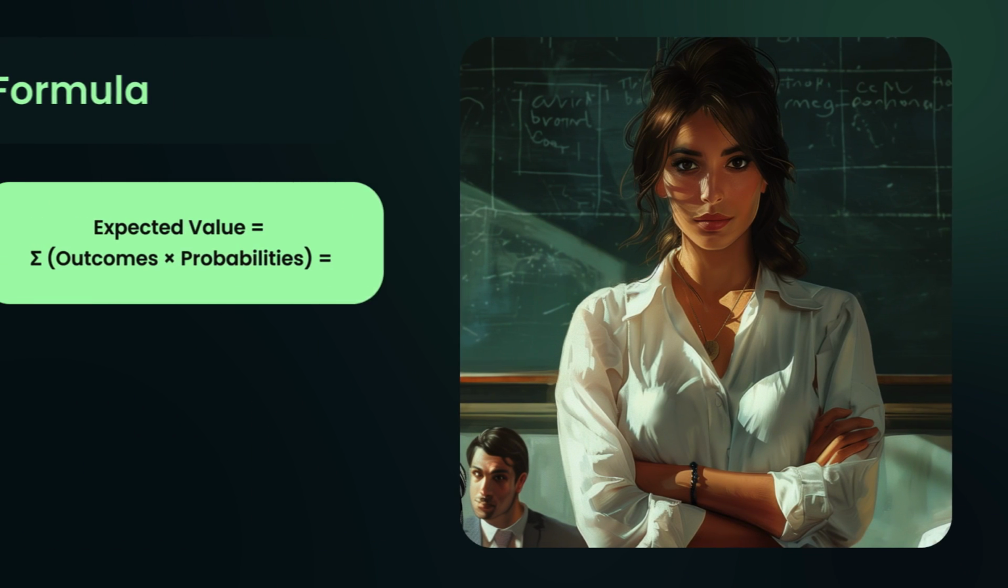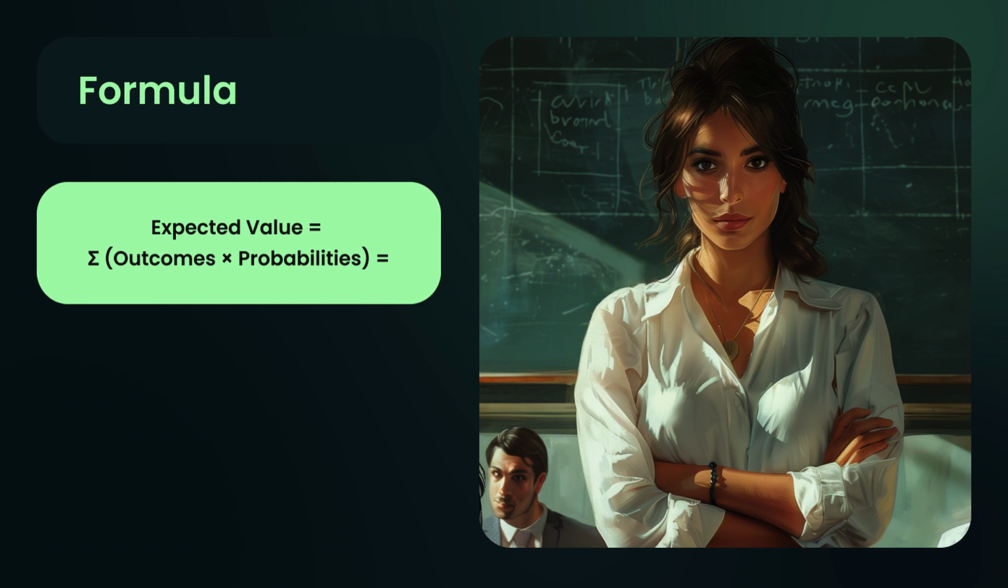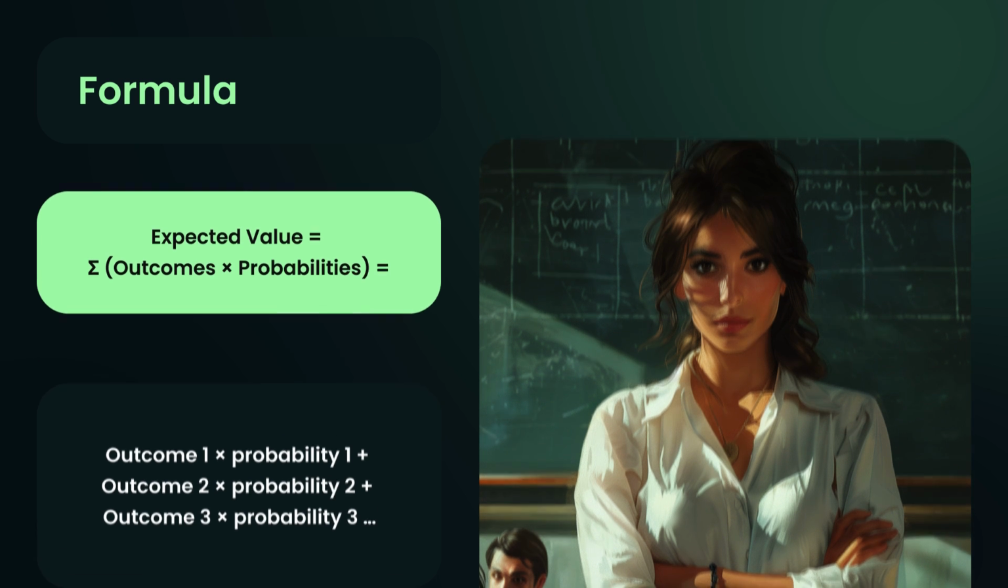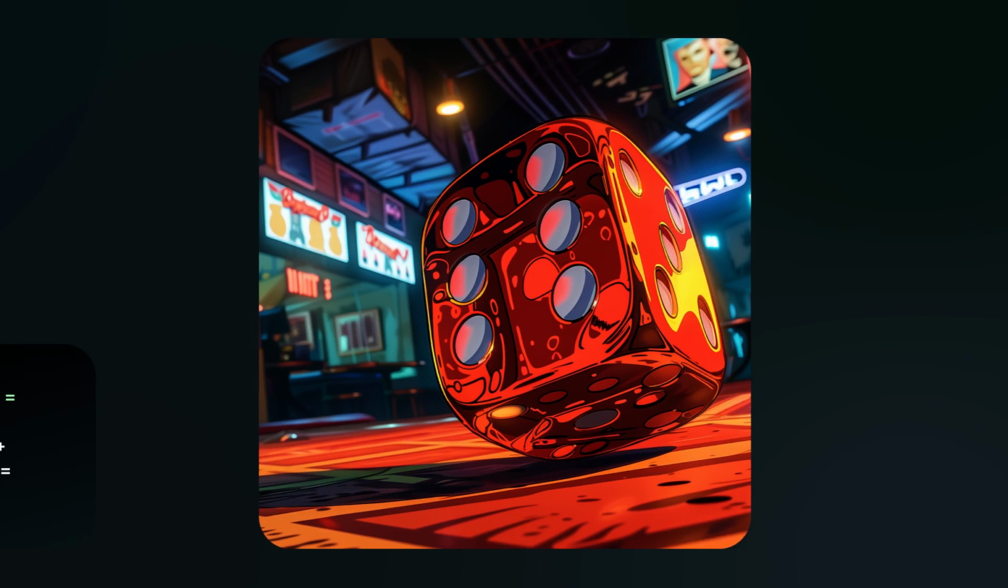The long-term value. Expected value is just a weighted average. It is the sum of outcomes times the probability of those outcomes. So if you know the value of every possible outcome, and you know how likely each of those outcomes is to occur, then you can calculate your long-term value. That is EV. Let's start with a super basic example.